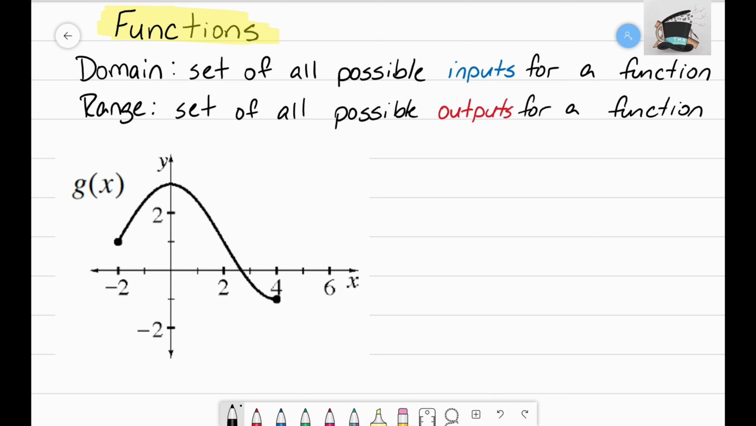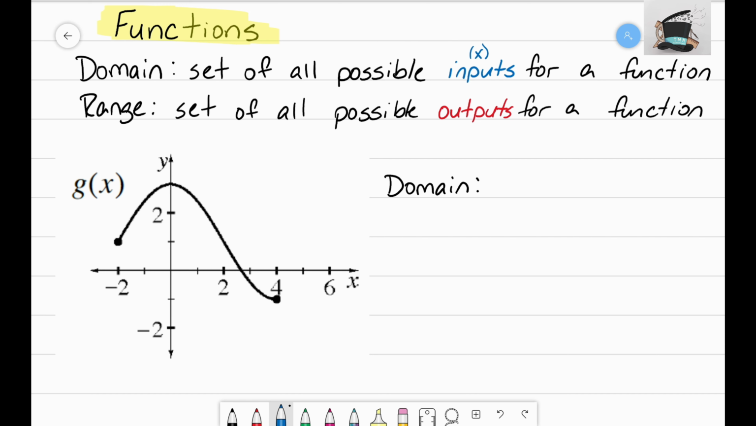Okay, so let's look at this graph that we have, and we want to figure out what the domain is. Now, the domain is the set of all the possible inputs for this function g of x. Now, inputs are also just our x values. I'll put that in parentheses, right? Inputs are just x values. And so what I'm really asking is, for this graph here, g of x, what inputs work?